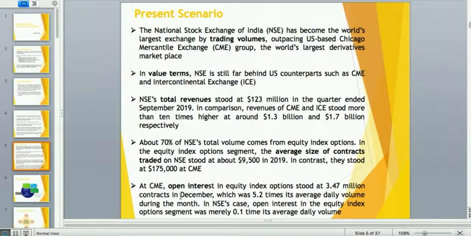So if you see this point, it says that in value terms, NSE is still far behind the CME and the Intercontinental Exchange. So in 2019, we have been able to get about 6 billion contracts traded volume, which is up by about 58%, which is obviously a great thing. But that is in terms of trading volumes, not value terms, right?